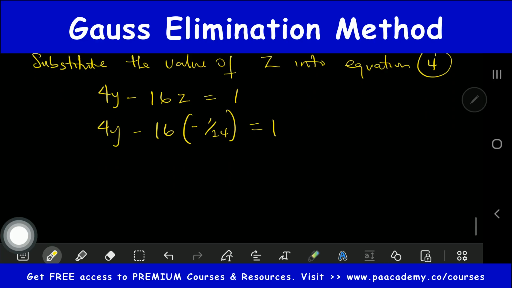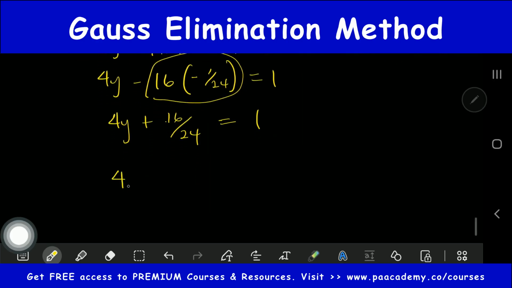All right, so if you simplify this further, we're going to be having 4y, and then this is going to be giving us plus 16 over 24. Remember, if you use this to multiply this, equals 1. So that will be giving us 4y equals 1 minus 16 over 24.